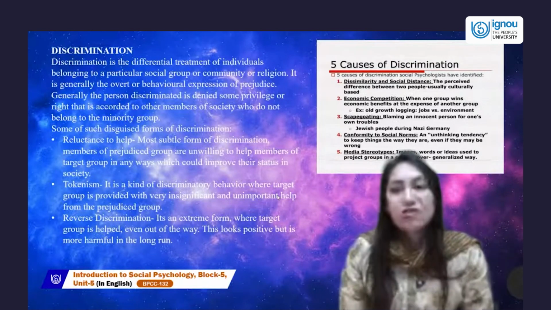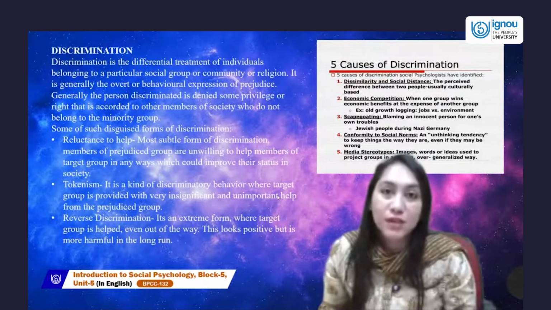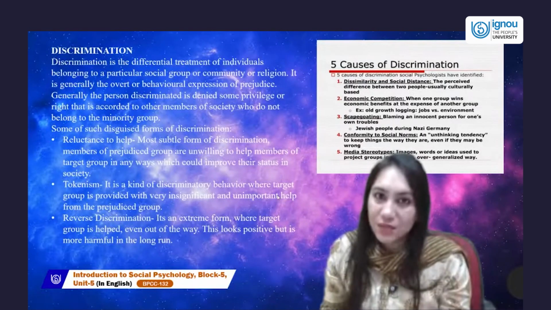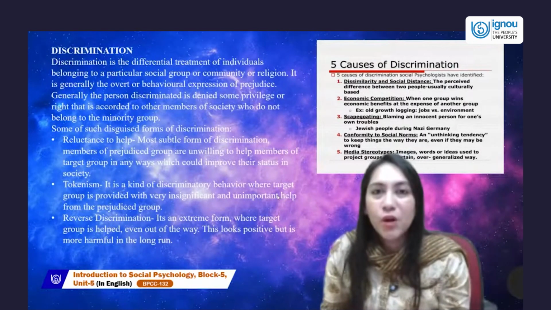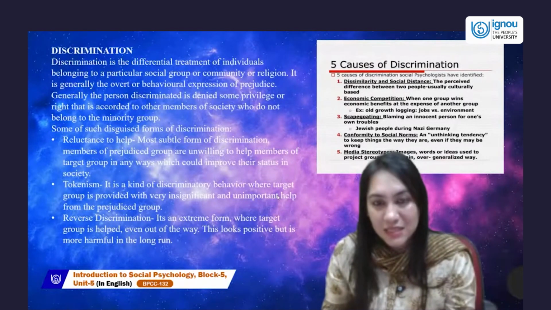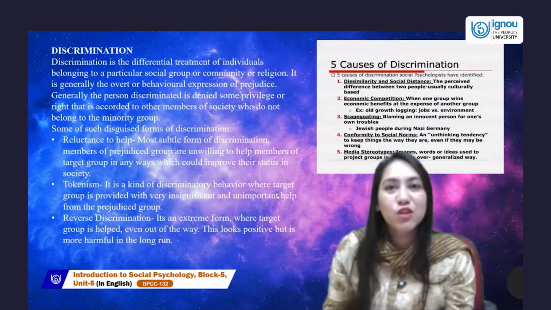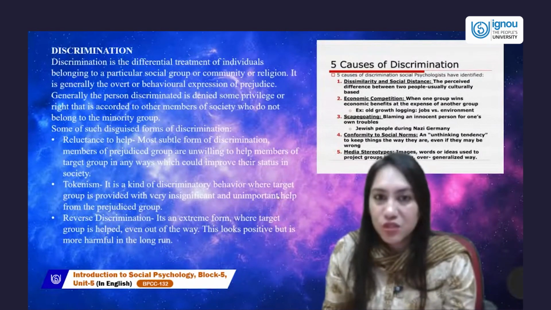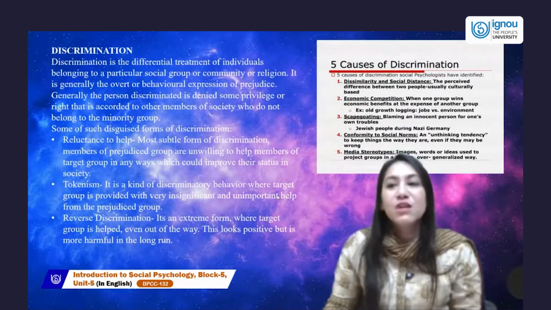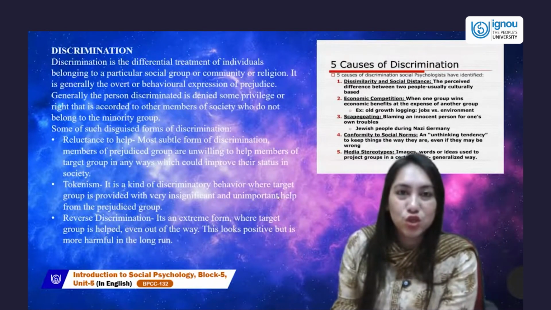So these are four simple ways, according to social psychology, that discrimination is caused. One is the social distance and dissimilarity between groups. Economic competition is an inevitable thing, continuously seen in our society. Scapegoating comes from very small groups toward the higher groups. Conformity to social norms is such a natural activity. We conform to that unthinking tendency when we are part of the social group.